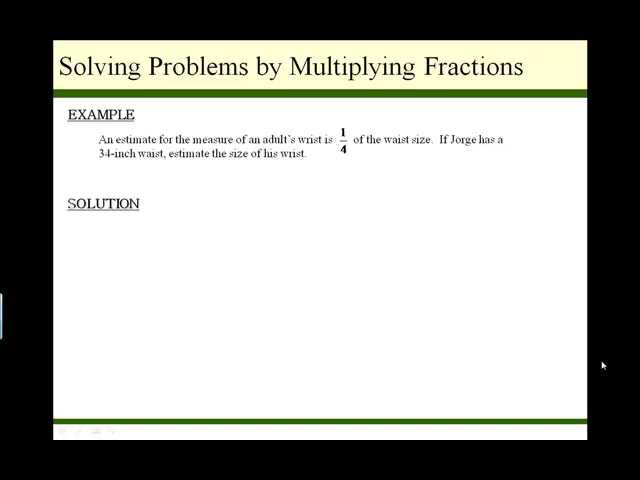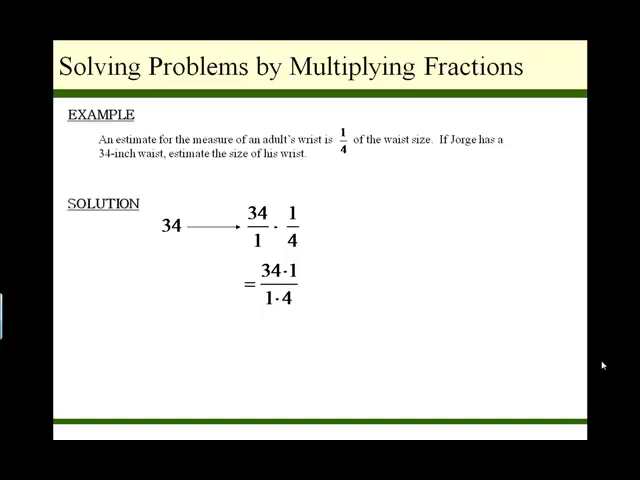Here's another example. We have 1/4 of the waist size is our estimated wrist size. So somebody who has a waist size of 34, what is their estimated wrist size? Again, 34 is a whole number. We want to change that into an improper fraction, 34 over 1, and now we can multiply by 1/4.